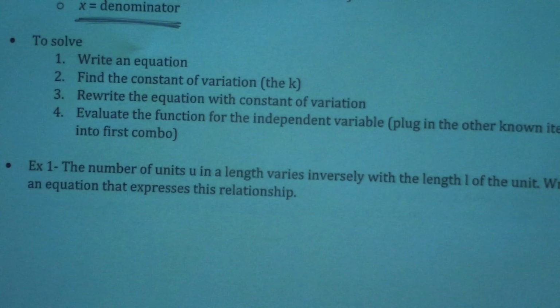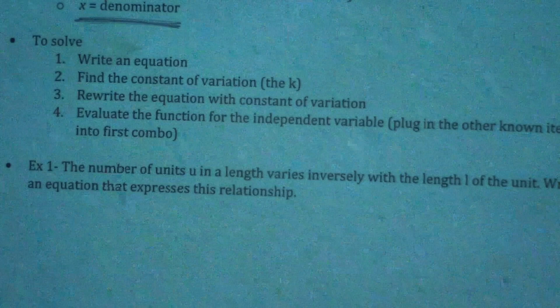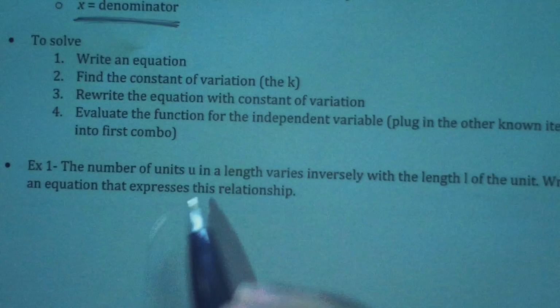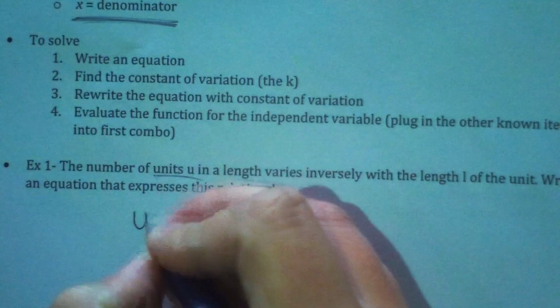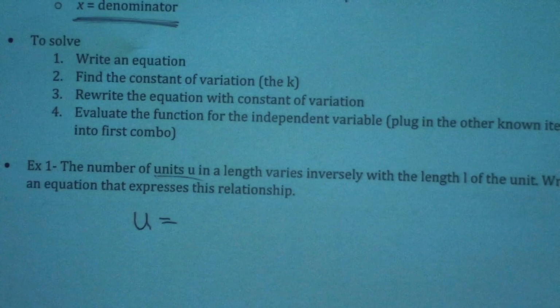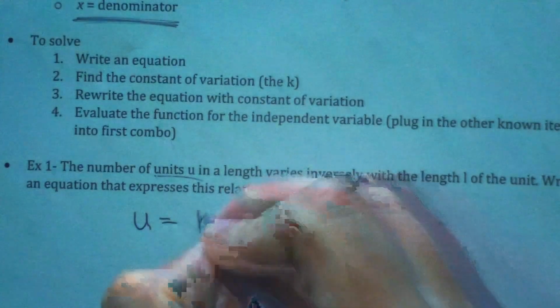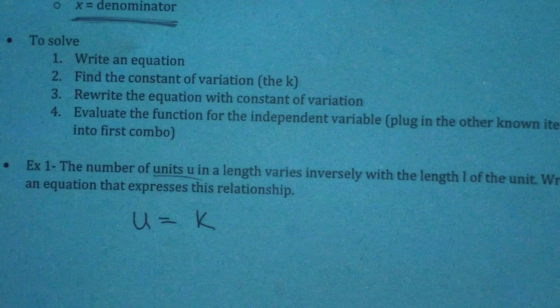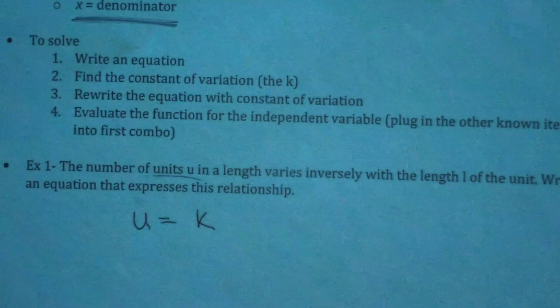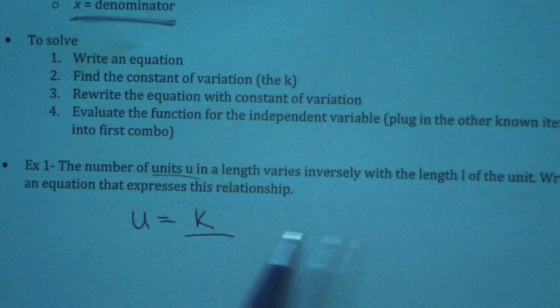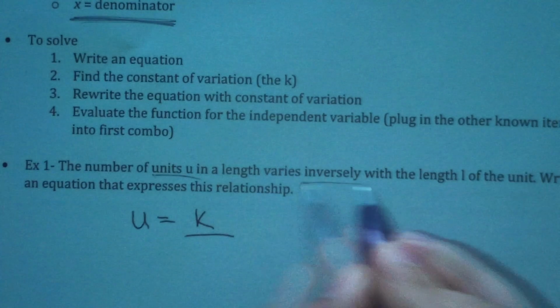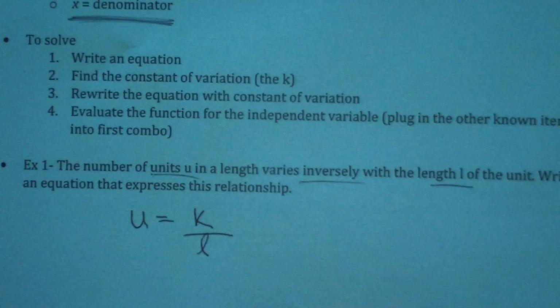We've got number of units u varies inversely. So when we do inversely, our constant of variation, that k, is still going to be on the top. But this time it's over the length L, so that length L just goes on the bottom. That's all you would have to do for this setup. If it varies inversely, k on top, and whatever it's varying inversely by just goes on the bottom. Is k always on top? K is always on the top. Yep, 100% all the time, always on the top.